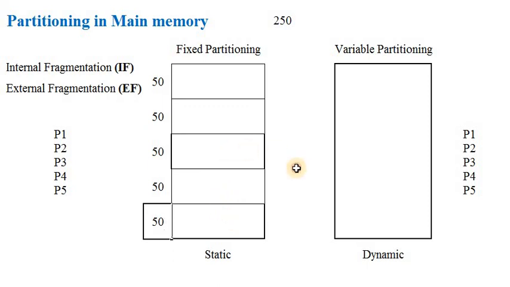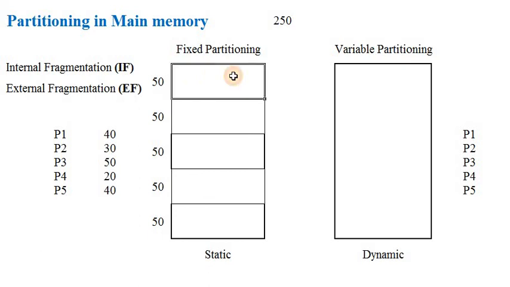Based on our requirement, suppose there are 5 processes, and each process has some size. Suppose P1 has size 40, P2 has size 30, P3 has size 50, P4 has size 20, and P5 has size 40. So there are 5 processes here, and each process has some size. The requirement for process P1 is 40, and this process has to be allocated into the main memory.